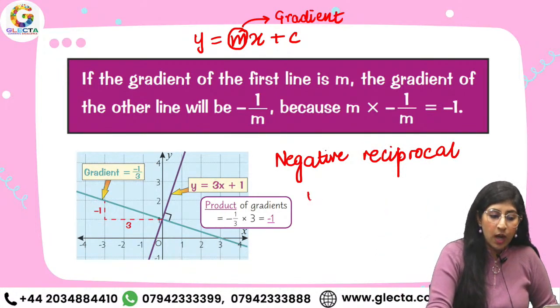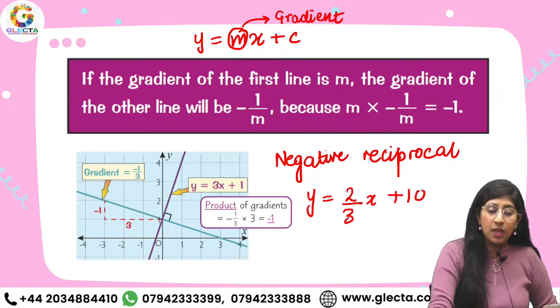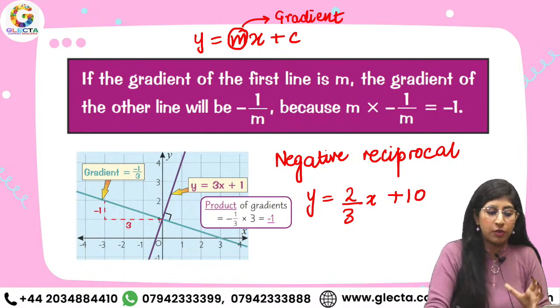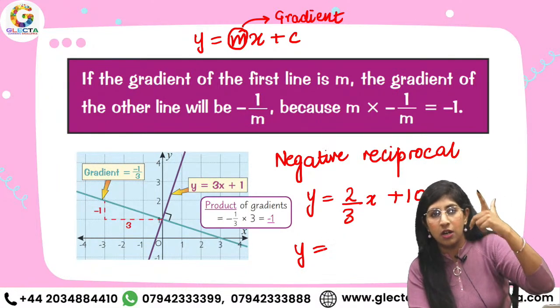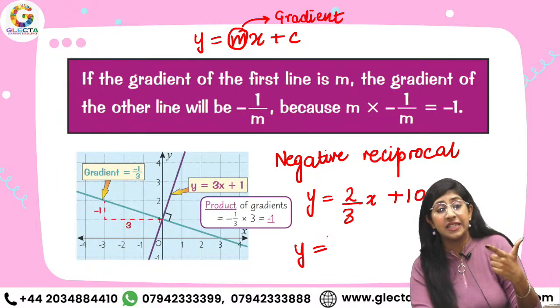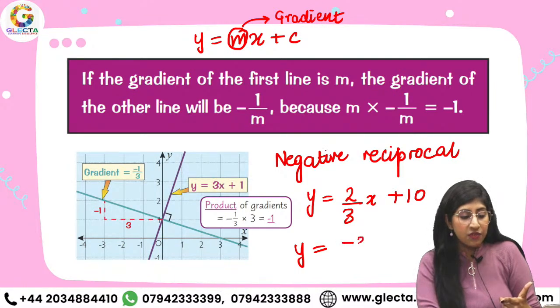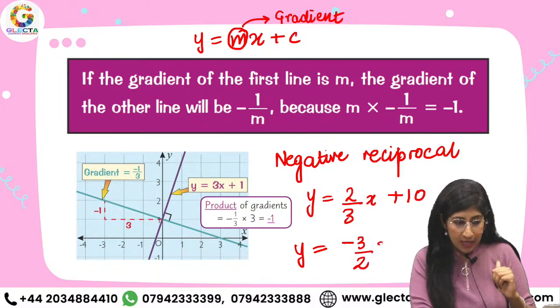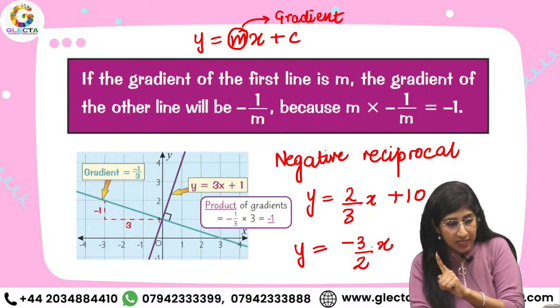Negative reciprocal means, reciprocal is when you flip the fraction. Like if I say y equals 2 over 3x plus 10. Along with x, what is getting multiplied? 2 over 3. So if I'm writing the equation of a line which is perpendicular, flip it and take negative of it. So negative 3 over 2. 2 over 3 becomes 3 over 2, x, and along with the negative sign.